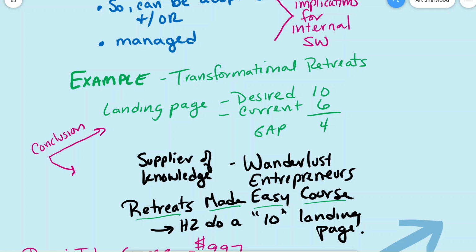And there's also a conclusion with the opportunities or threats that there's an opportunity to connect with a supplier of knowledge called Wanderlust Entrepreneurs. They're a group that actually helps people do these retreats. And they have a course called Retreats Made Easy. I found this through intentionally looking for a solution for this particular issue. And inside this, they have how to do what I would call a 10 landing page.